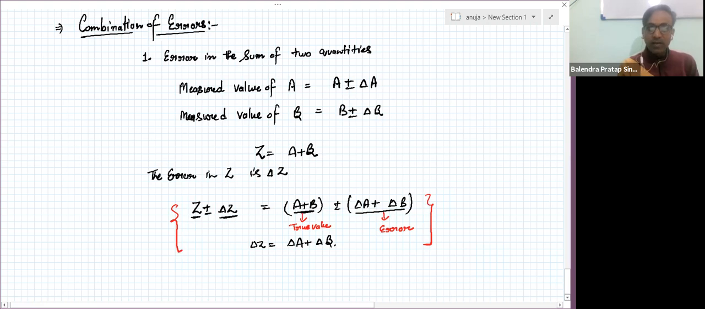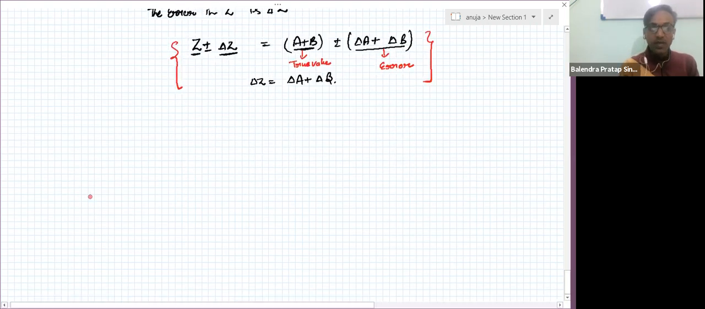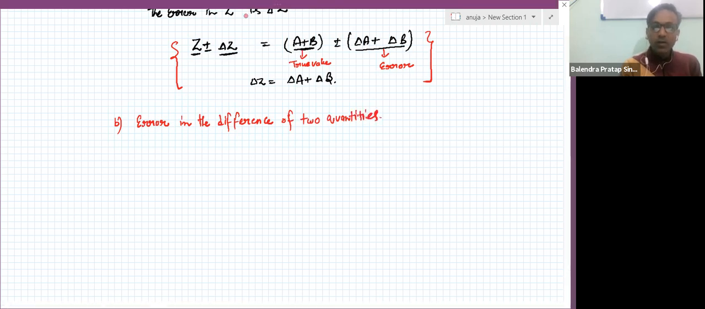Now the next part is the difference, error in the difference of two quantities. Here the next part B is error in the difference of two quantities. Okay. So the formula is the same as above.